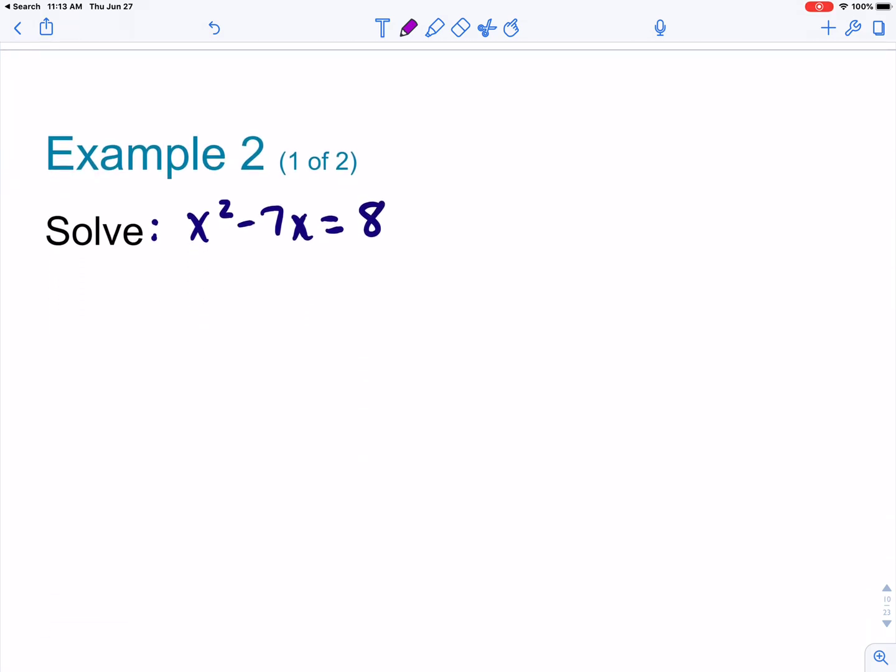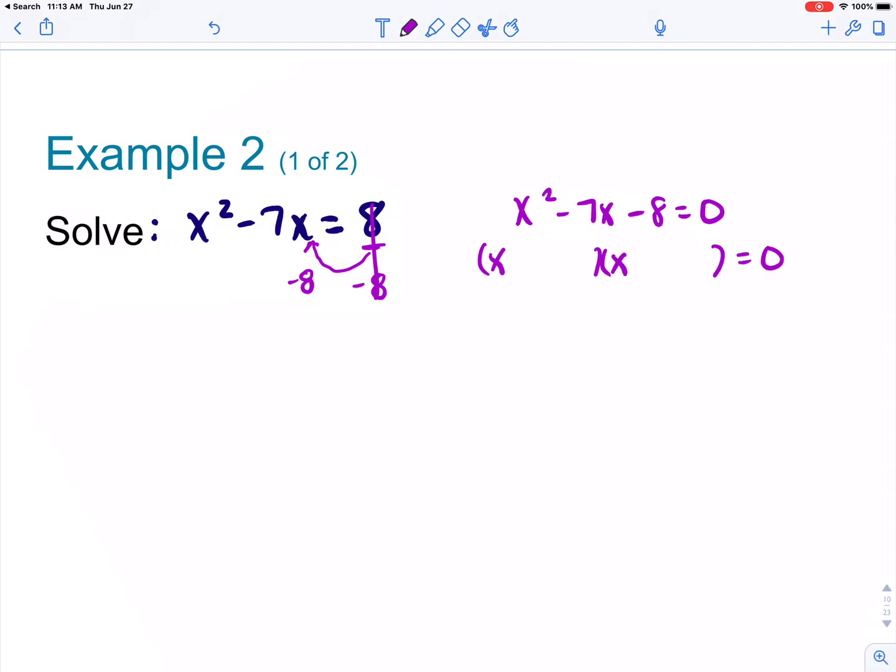So for our first one, what we have to do first is set it equal to 0. So we've got to take this 8 and move it over to the other side. To get it over there, we're going to subtract 8 from both sides. So we're going to have x squared minus 7x minus 8 equals 0. Now we're going to go ahead and factor it. By now we should be getting pretty good at factoring.